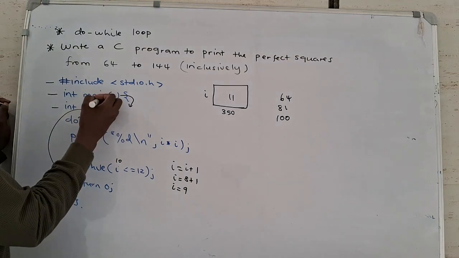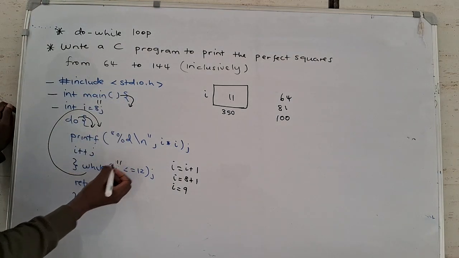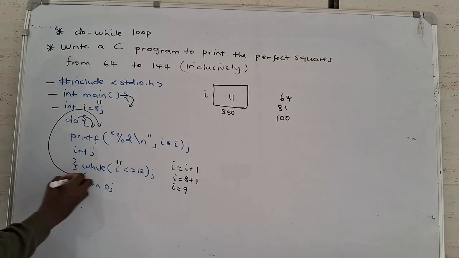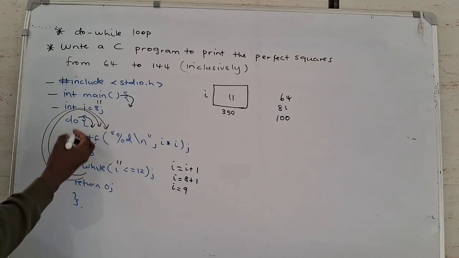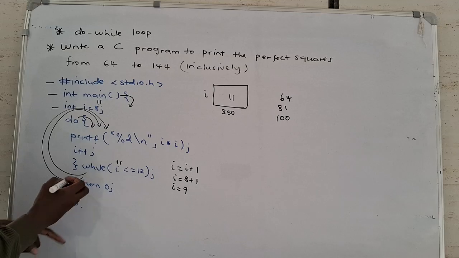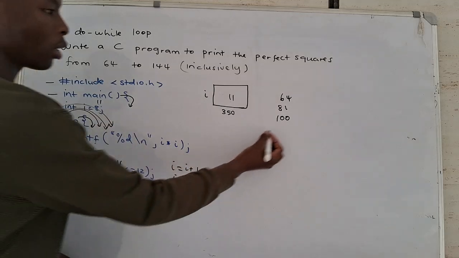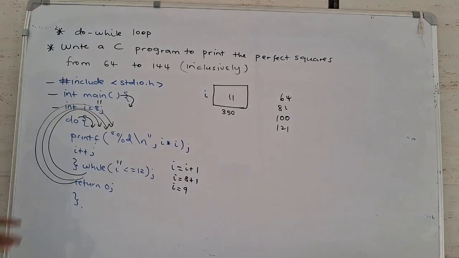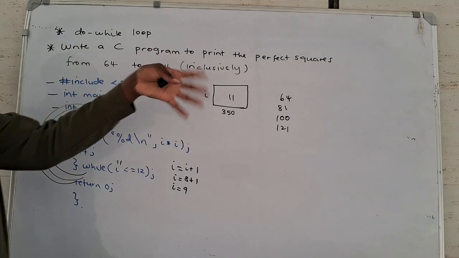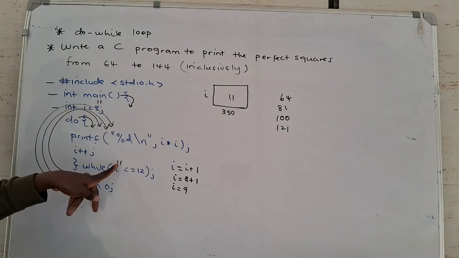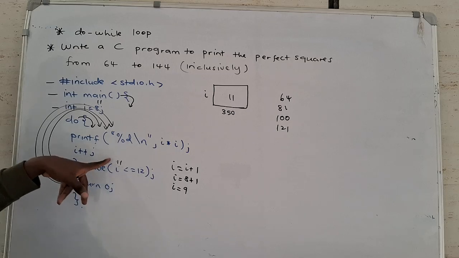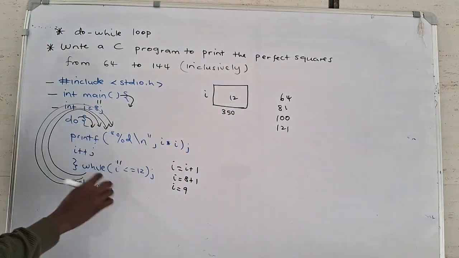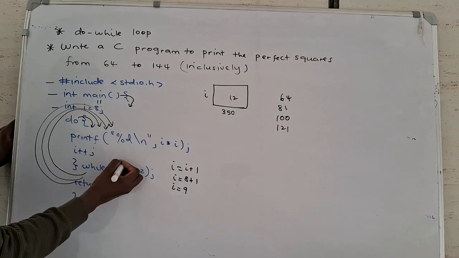Now I have 11. Yes, 11 is less than 12. This is true, so it is going to enter again, and I have 121. I'm sure you're now clear with these things. Now it is going to increment the value of I from 11 to 12.